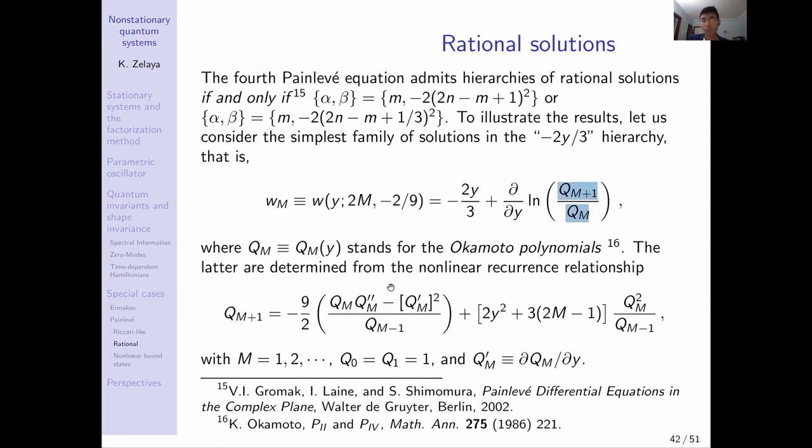These Okamoto polynomials are not orthogonal, contrary to conventional orthogonal polynomials. Okamoto polynomials are not orthogonal in the real line, at least. And they are generated by this nonlinear recurrence relation. So by using these two boundary conditions, we can generate any Okamoto polynomial of any order.